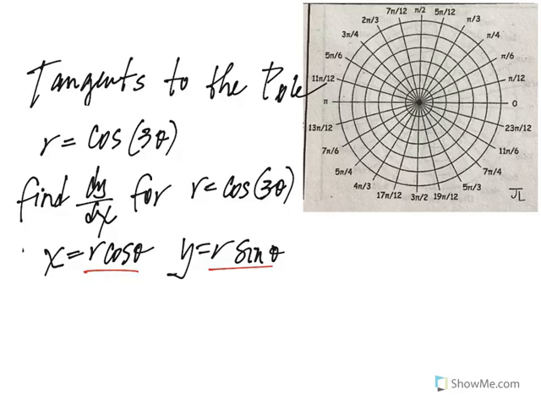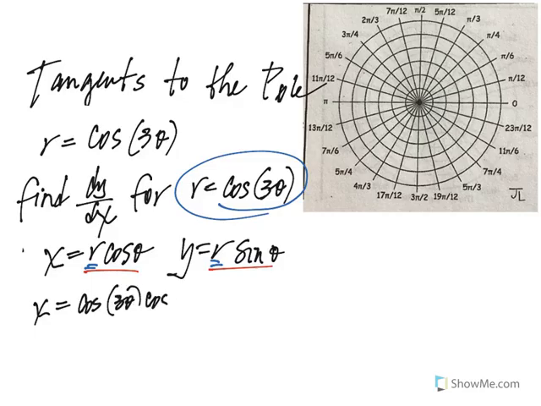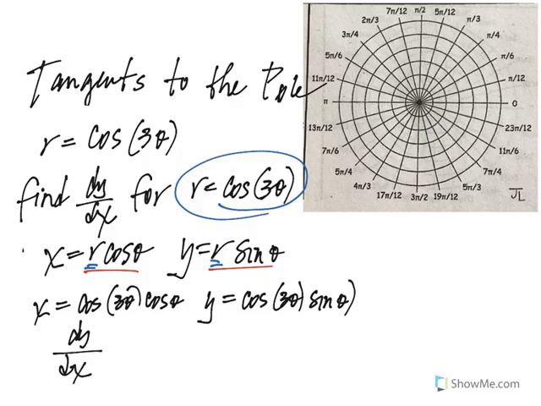The problem with that, as we had mentioned before, is the fact that these have r's in them, but that's where the curve that you're using comes in. So my x in this case is the cosine of 3 theta times the cosine of theta, and y is equal to the cosine of 3 theta times the sine of theta. And these are the two that you are going to use to determine the expression for dy dx.